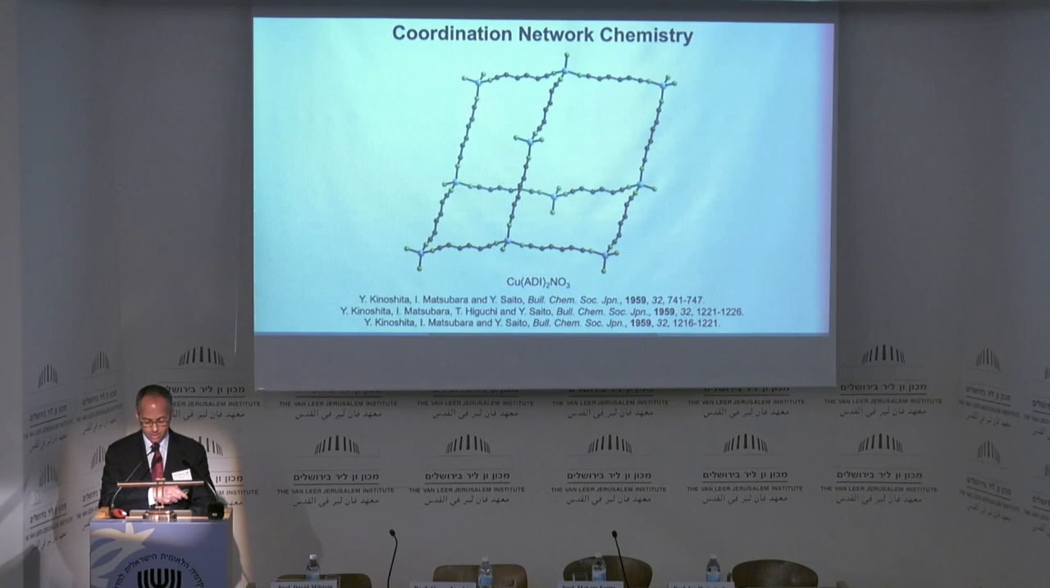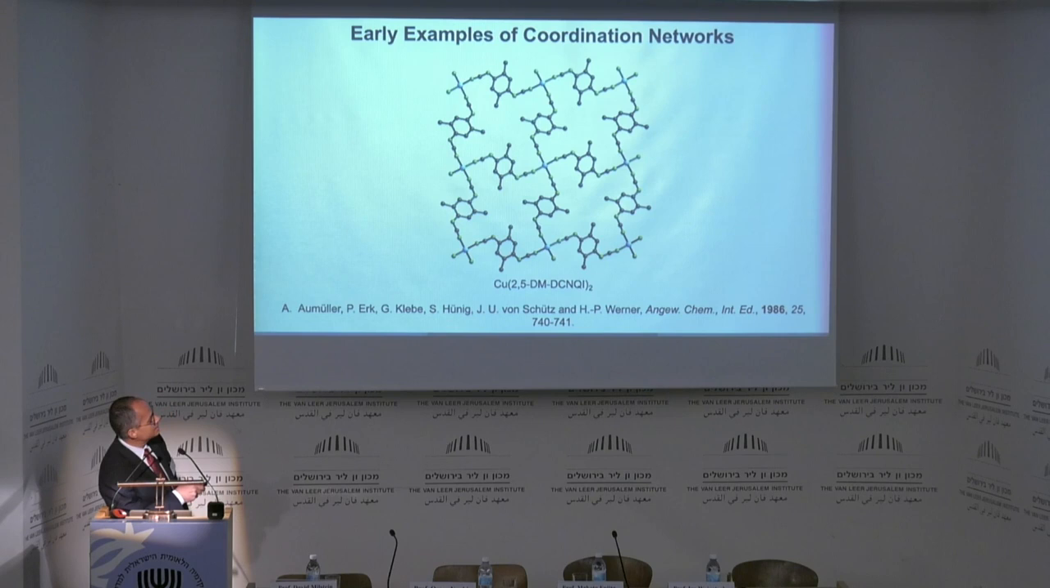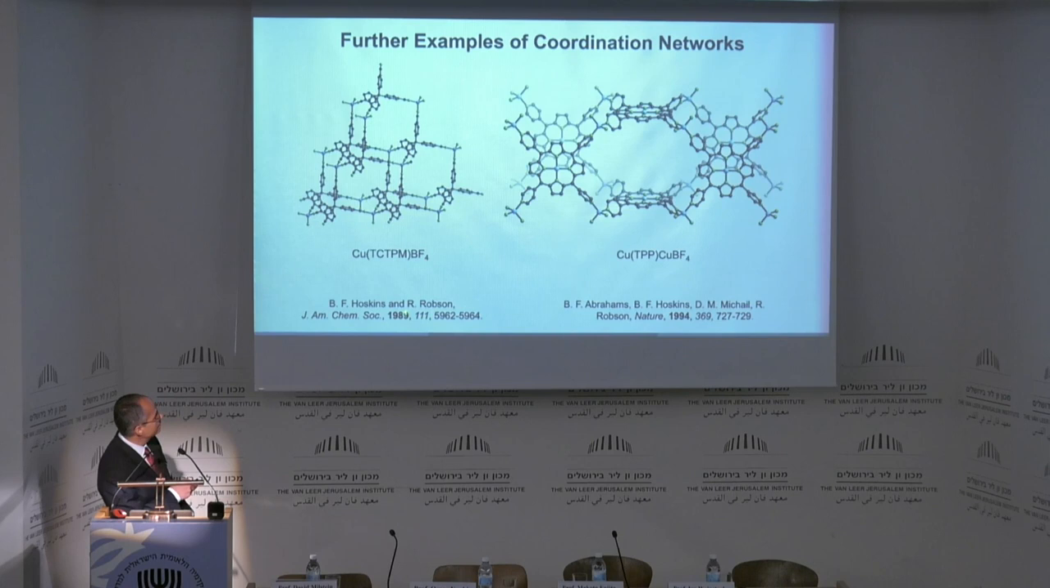Second example is exactly the same as that example, except it was published in 1986, and it's a diimino dinitrile. So from a chemical point of view, it's exactly the same. Copper 1 bound to nitrile to make another diamond structure. So that's another example that has been reported. In 1989, there was a paper in JACS that came out, and it did exactly the same thing, except now this is a tetranitrile.